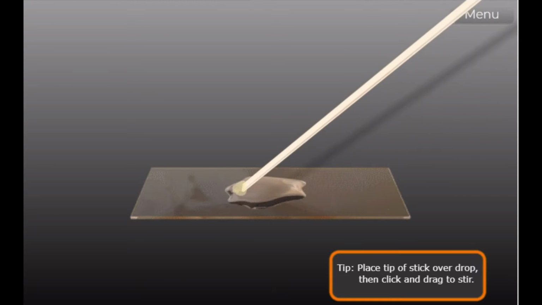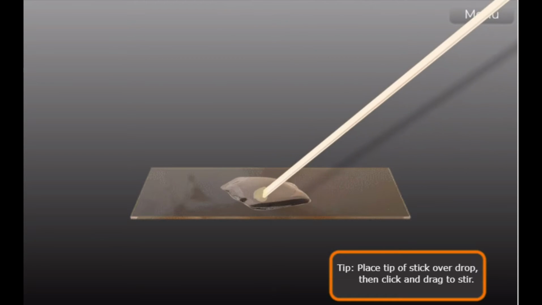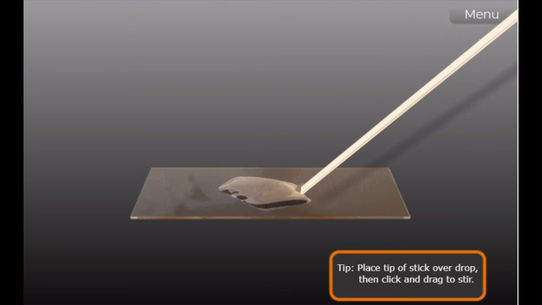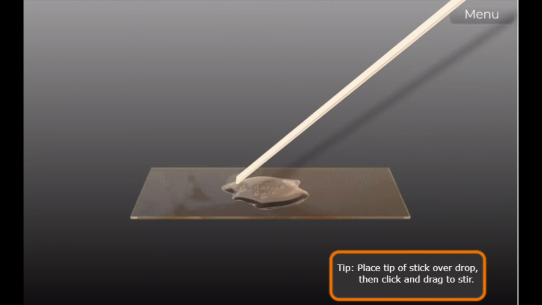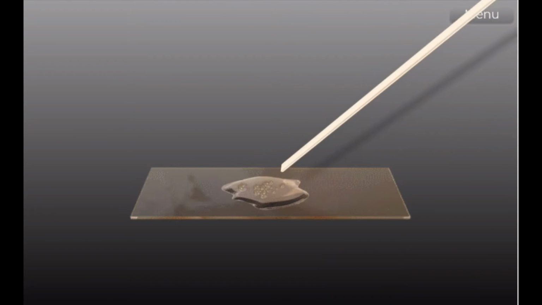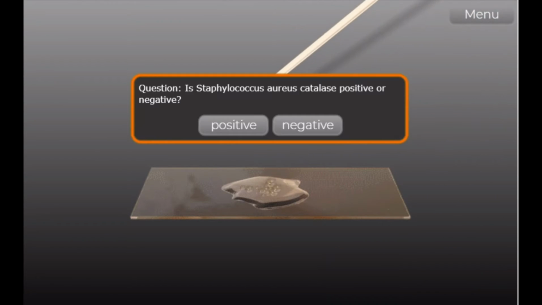So, if there is strong bubbling, it means it is positive. So there is immediate strong bubbling, so it is positive. The question is, is Staphylococcus aureus catalase positive or negative? From this experiment, you can see that there are bubbles. So the answer is positive.